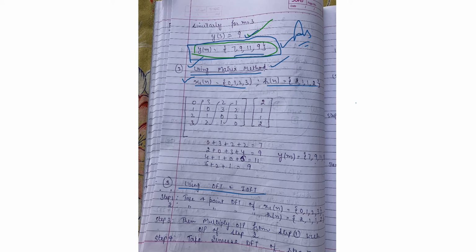Take any sequence, either x1 of n or h of n. Here I consider x1 of n and write the sequence 0, 1, 2, 3. As we know, the length of the sequence, capital N, is equal to 4. So we circularly rotate this 0, 1, 2, 3 three times. As the length of the sequence is 4, we rotate it N minus 1 times, meaning 3 times.